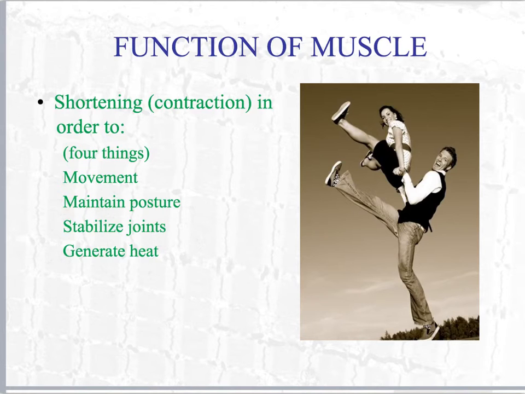In the book, for instance, it says respiration, constriction of organs and vessels, and contraction of the heart. Those are all movements. So movement, maintenance of posture, so helping you stay upright, stabilizing joints. We talked a fair bit about stabilizing the shoulder joint, for instance, all the muscles that are involved there.